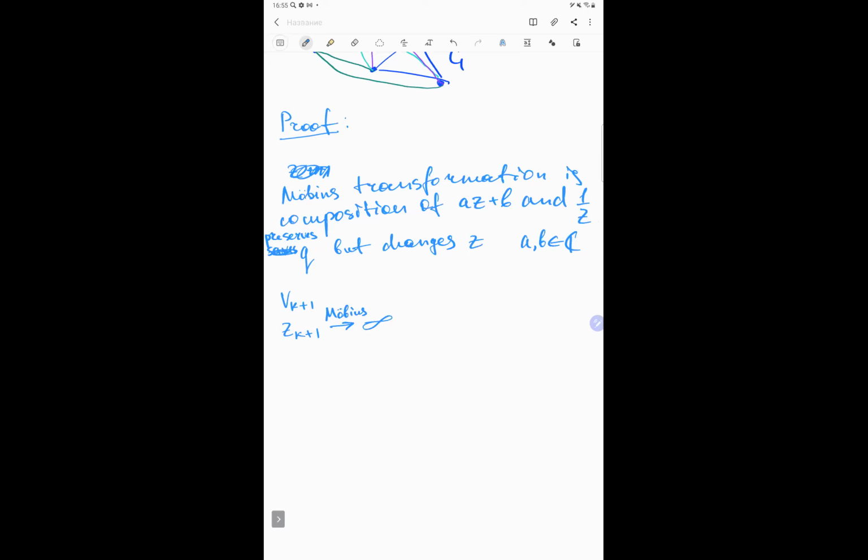And we get graph gk plus 1, which has less boundary vertex, and now we can assume that Q is positive on edges of gk plus 1.